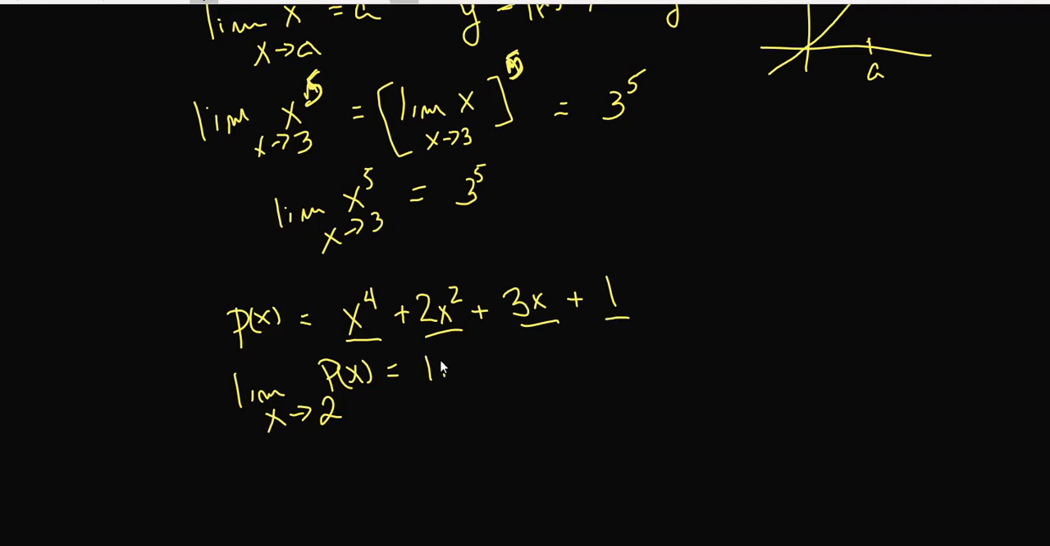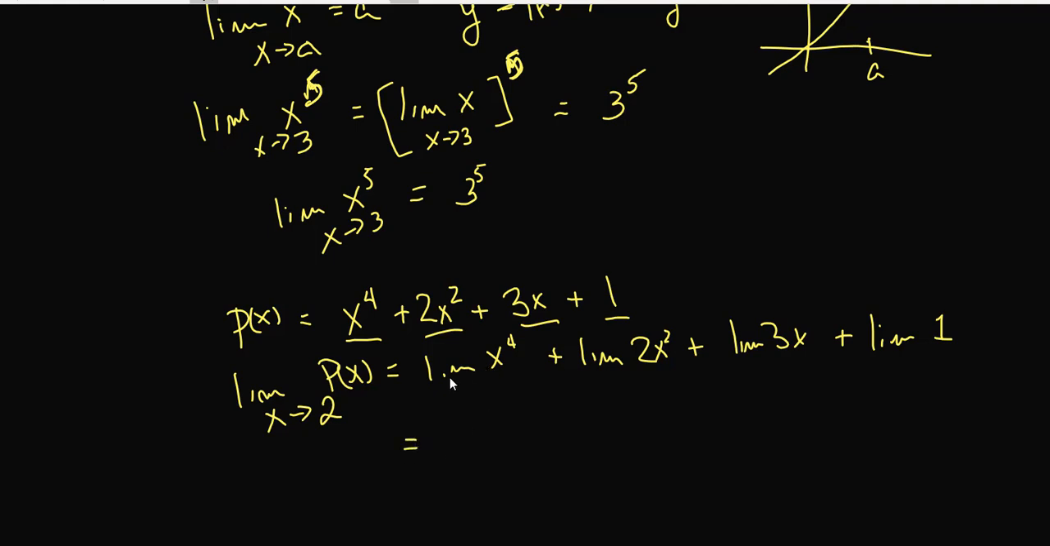and so we can write this as the limit of x to the 4th. I'm going to leave out this 2 for the moment. I don't want to keep writing it. It's going to make it look messy. So it's supposed to be there, though. Plus the limit of 2x squared plus the limit of 3x plus the limit of 1. And all of these have the x going to 2 here. I'm just not writing it.